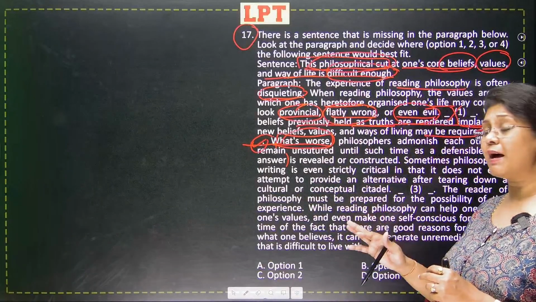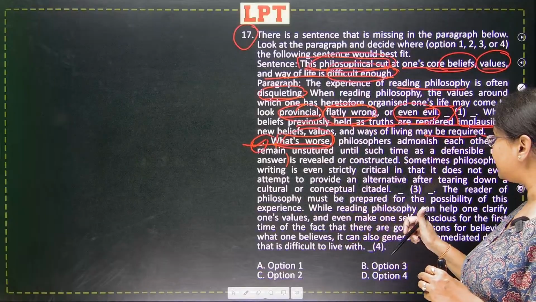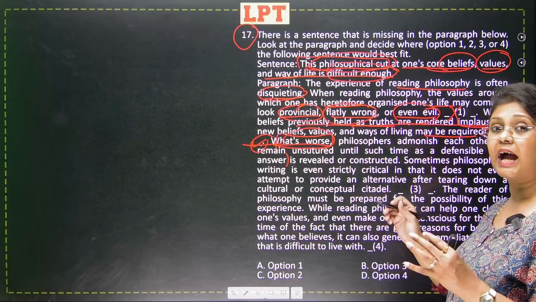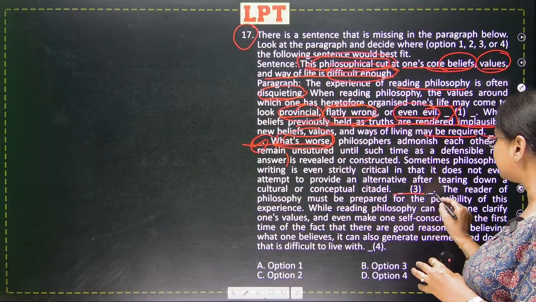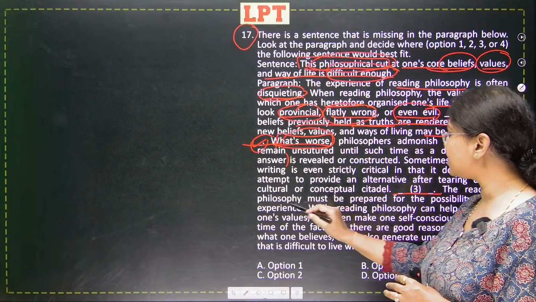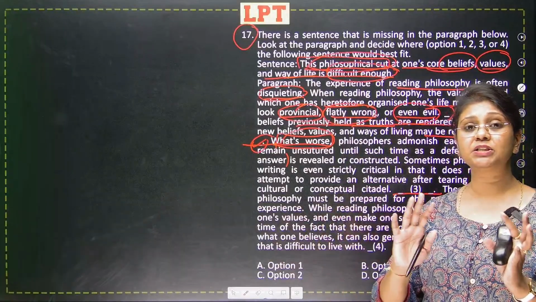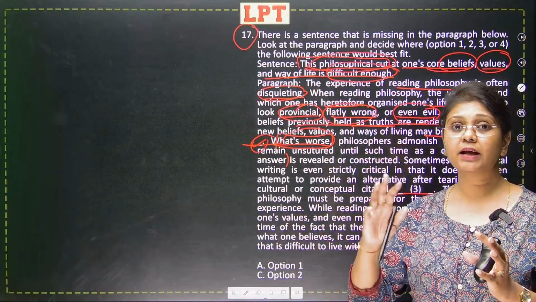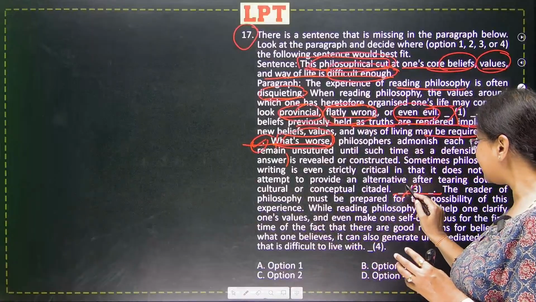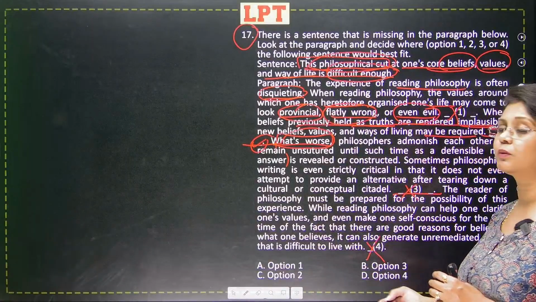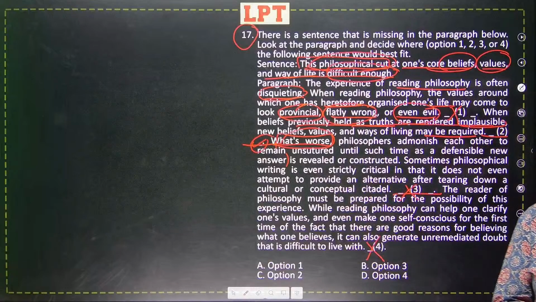Let us also examine the rest of the options. So here the entire discussion changes. So it is third here, and it says the reader of philosophy must be prepared for the possibility of this experience. So that does not mention the philosophical cut that we were referring to. So 3 is cancelled out and 4th is also cancelled out. So you have an answer here.